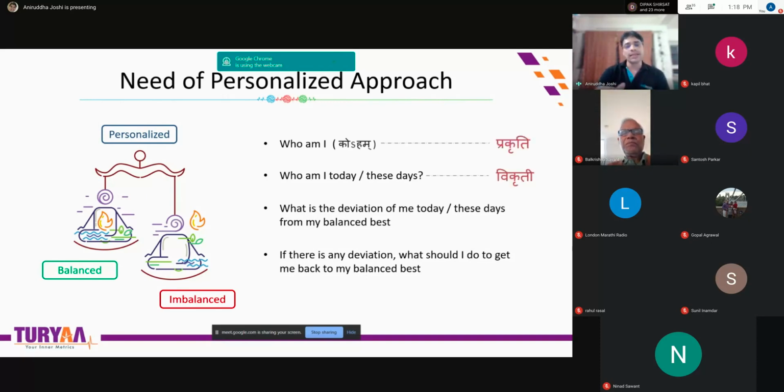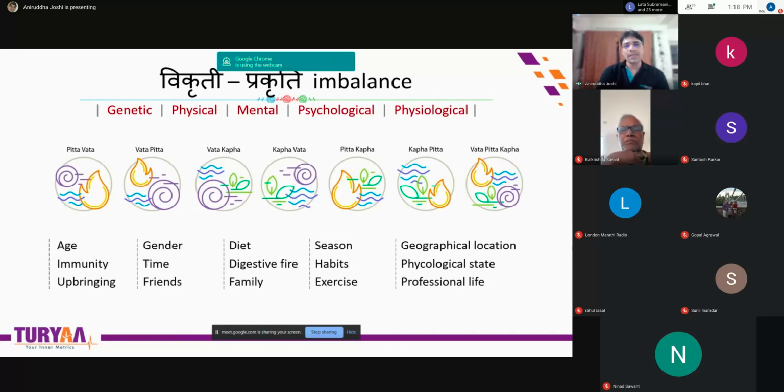The who am I is basically called Prakruti. We heard Tejaswini ma'am yesterday. And who am I today is the Vikruti state. What we really want is Prakruti equal to Vikruti. That's the most balanced, most healthy kind of situation. But there are so many types of Prakrutis and Vikrutis: genetic, physical, mental, psychological, physiological, and so on. And there are not just three categories.